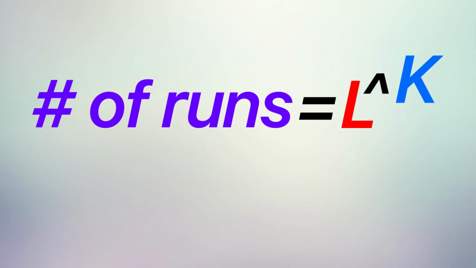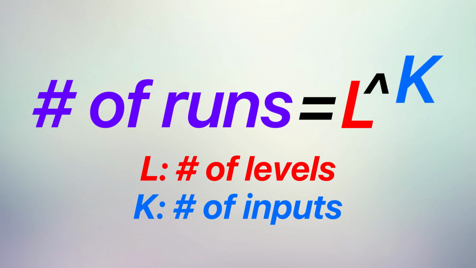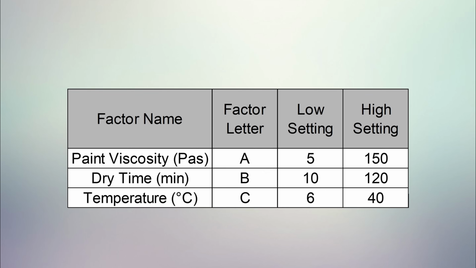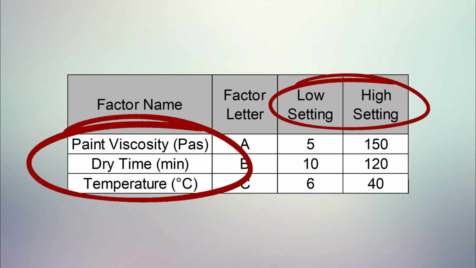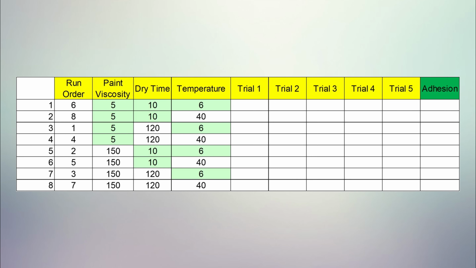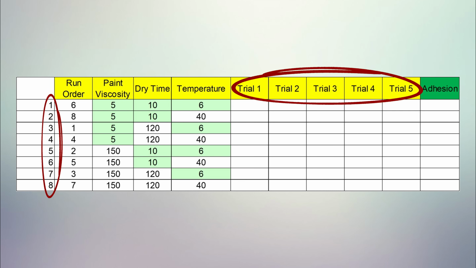To figure out the total number of unique factor combinations, we can use this simple formula. The total number of runs equals L to the power of K, where L is the levels and K is the number of variables or inputs. In our case, we have two levels, one low and one high, and three inputs, paint viscosity, dry time, and temperature. Therefore, if my algebra is correct, we have a total of 8 runs to do. For each run, we probably want to do 5 trials, so in total, that's 40 tests we have to complete. This would be referred to as a 2-level, 3-factor, full factorial DOE.